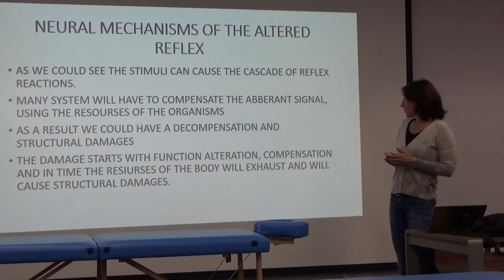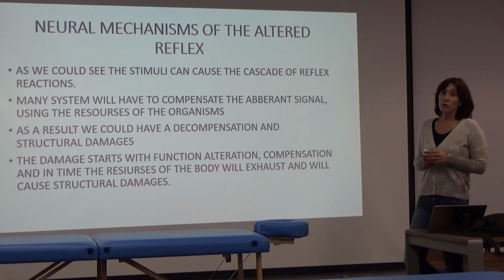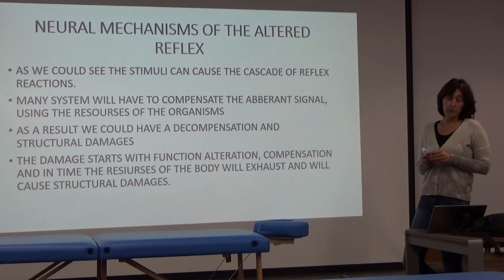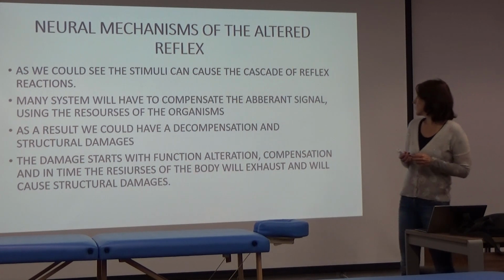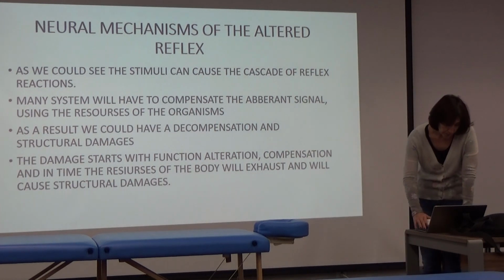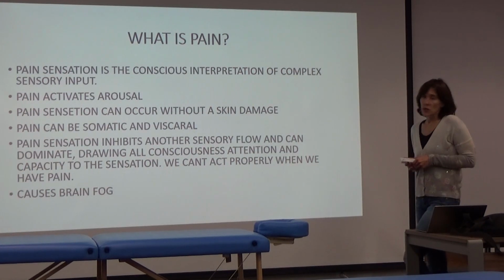So, as we could see, the stimulus could cause a cascade of reflex reactions. And sometimes we have the altered reflex activities. Once it happens, many systems will have to compensate the aberrant signal using the additional resources of the organism and redistributing the forces. As a result, we could have decompensation and afterwards structural damages. The damage starts with function alteration, compensation, and in time resources in the body will exhaust and will cause structural damages. So what is the pain sensation?